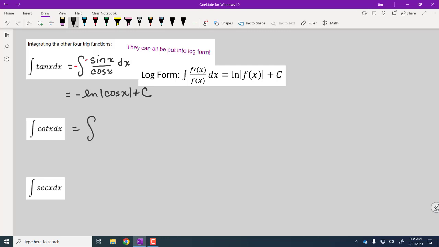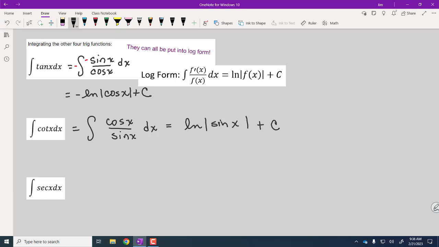What do we notice about cotangent when we write it in its quotient form? What do you notice? You write it as a quotient. It's in log form right away. Yeah, right? Because cotangent is cosine divided by sine. The derivative of the denominator is the numerator. So that's in log form. So we're done. We know that this will be the natural log of the absolute value of the denominator. So we have our antiderivative instantly.